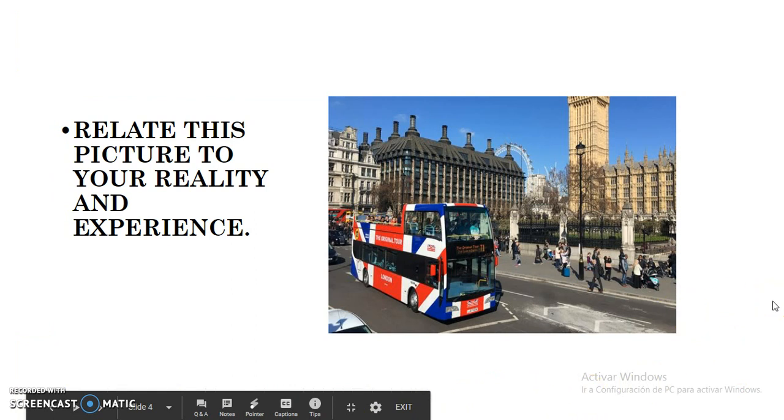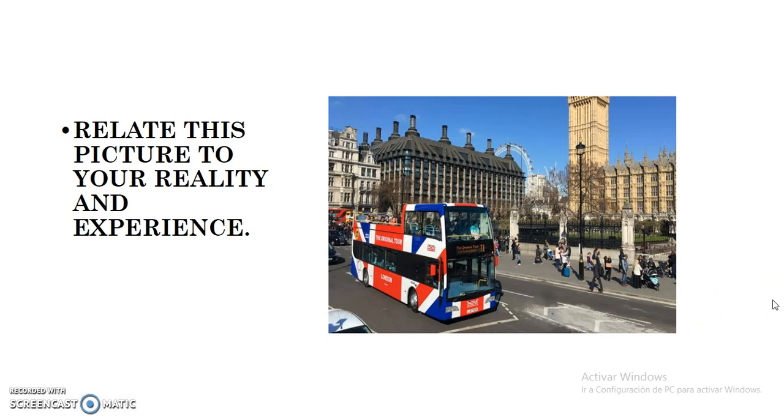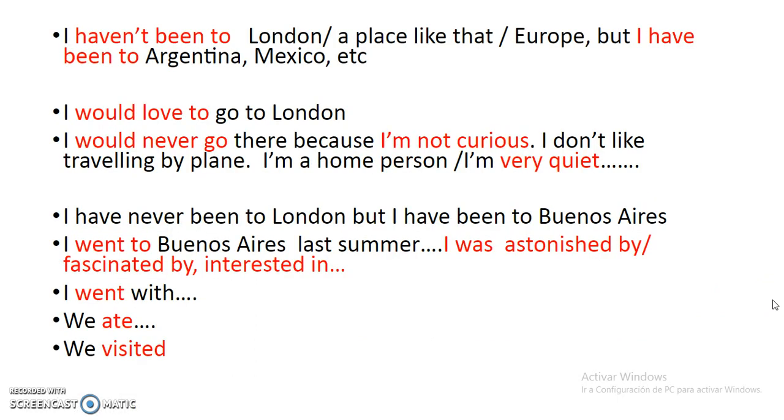Then you have to relate the picture to your reality. So you could say something like this. I haven't been to London, or I haven't been to a place like that. I haven't been to Europe, but I have been to Argentina, Mexico, etc. You can invent. It doesn't matter if it's not true. The important thing is that you speak. I would love to go to London. I would never go there because I'm not curious. I don't like traveling by plane. I'm a home person. I'm very quiet, etc.